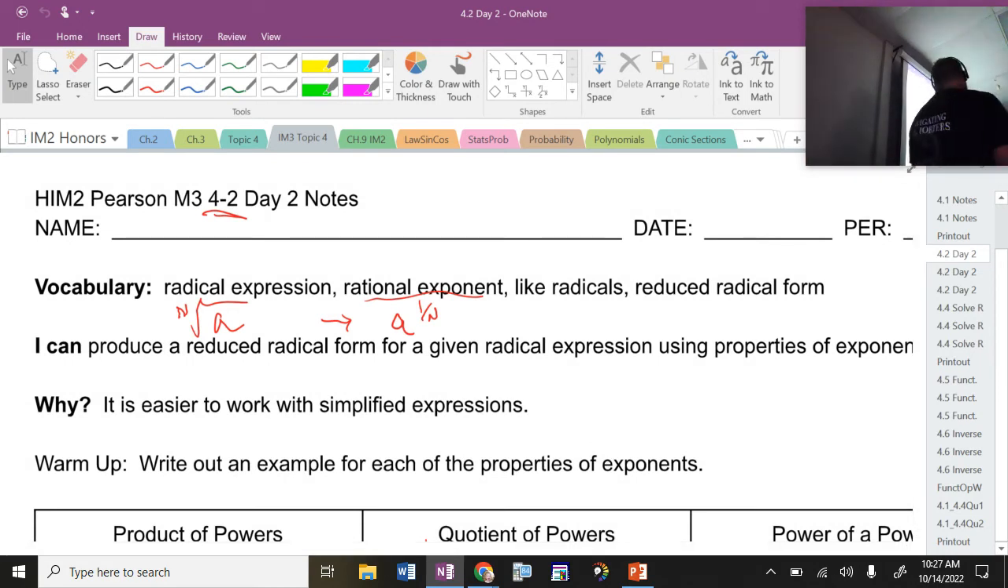Third hour. Man, rough. All right, vocab: radical expression, rational exponent, like radicals, and reduced radical form. This is going to be a big one today. And I don't know if I'm going to get through all the notes. You need to be ready.